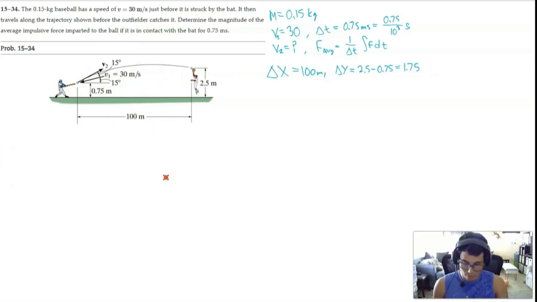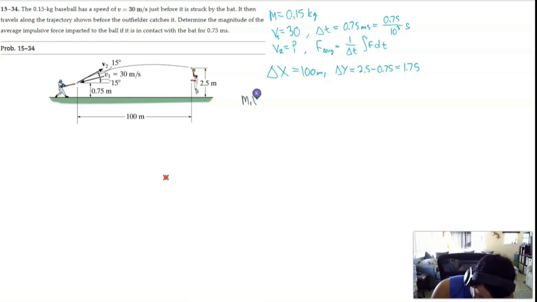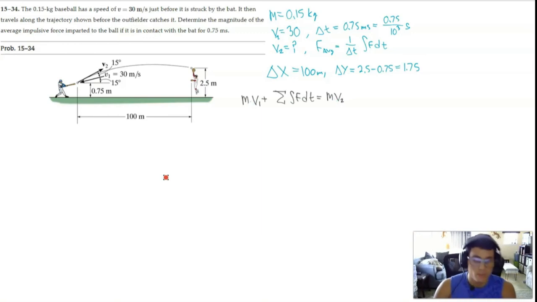That's a lot of information. How are we going to use that information? Let's go with this equation: m1 v1 plus the sum of the integration of f dt is equal to m v2. Now, m2 and m1 are the same, so I'm actually going to erase the subscript. The ball does not change mass, so we don't need to differentiate our subscripts.